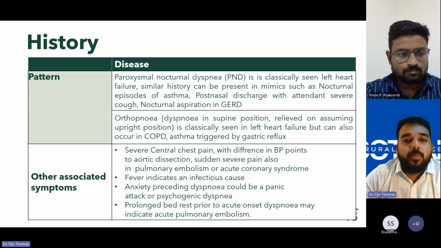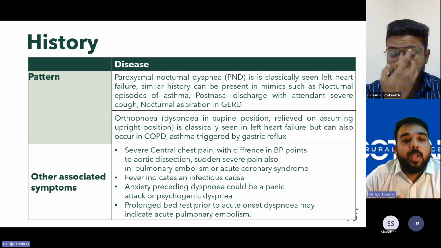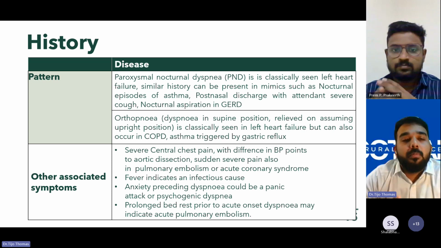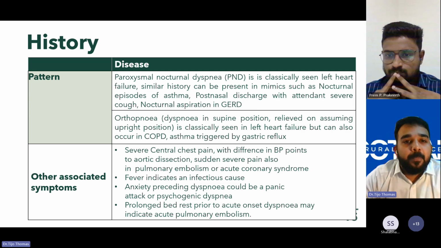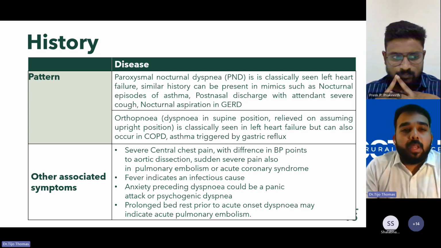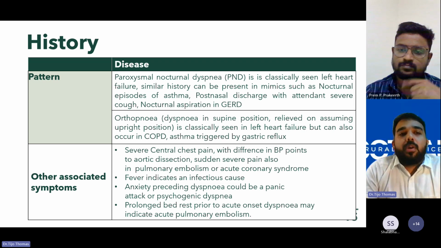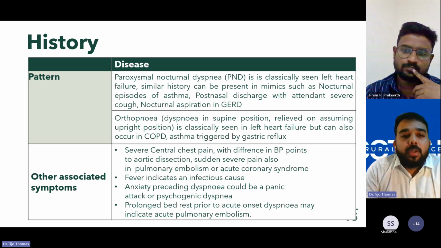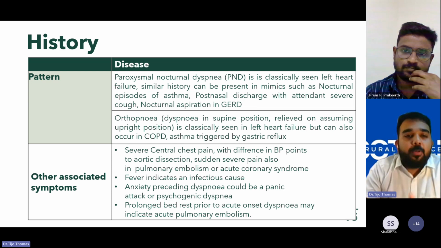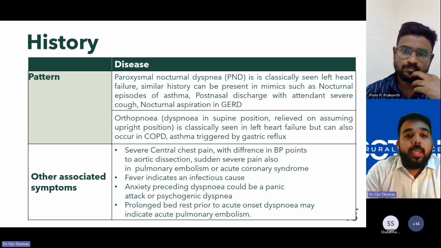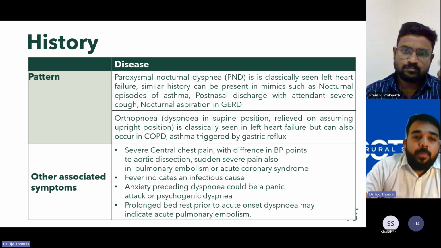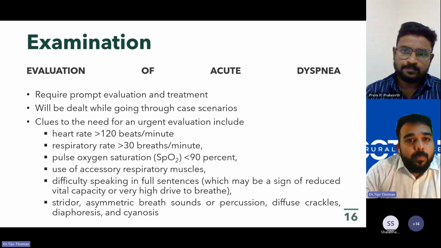Other pointers which you have to keep in mind would be a severe central chest pain with a difference in BP between arms, which can indicate aortic dissection, or in pulmonary embolism the patient can also have sudden severe pain. Fever can give a clue of an infectious cause. Anxiety preceding dyspnea could indicate a panic attack or psychogenic dyspnea. Prolonged bed rest leading to acute onset dyspnea may indicate acute pulmonary thromboembolism.